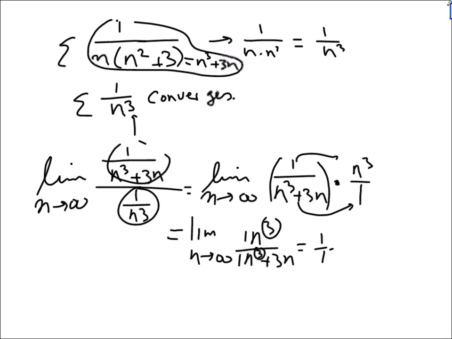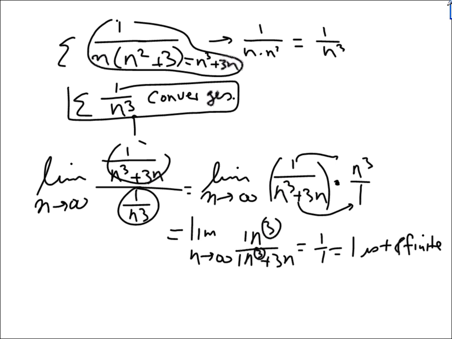So I divide the numbers in front and I get 1. And this is positive and finite. So they both have the same outcome. Since this converges, we conclude that the summation of 1 over n times n squared plus 3 also converges. These are the ones where you have to be a drop more clever to figure out what to compare stuff to.